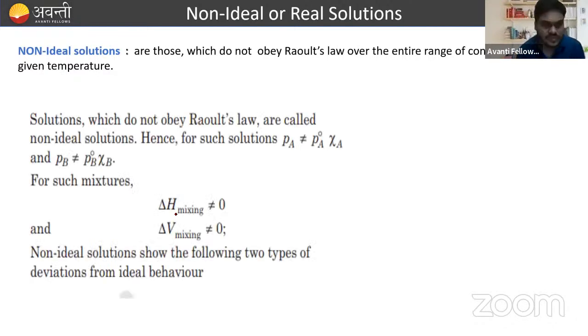For example, in this PA is not equal to P naught A into XA, and PB is also not equal to P naught B into XB. Non-ideal solutions show the following two types. What two types, beta? If PA is not equal to P naught A into XA, then two possibilities arise: either it will be greater than this, or it will be less than this. So we are getting two possibilities.